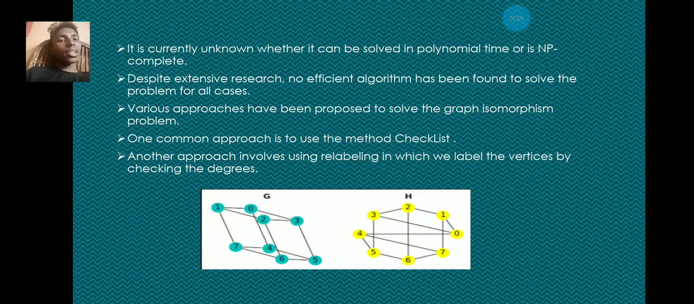It is currently unknown whether it can be solved in polynomial time or is NP-complete. Despite extensive research, no efficient algorithm has been found to solve the problem for all cases. Various approaches have been proposed to solve the graph isomorphism problem. One common approach is to use the checklist method. Another approach involves relabeling, in which we label the vertices by checking the degrees.